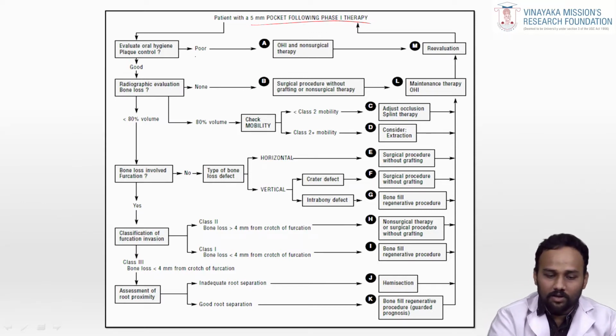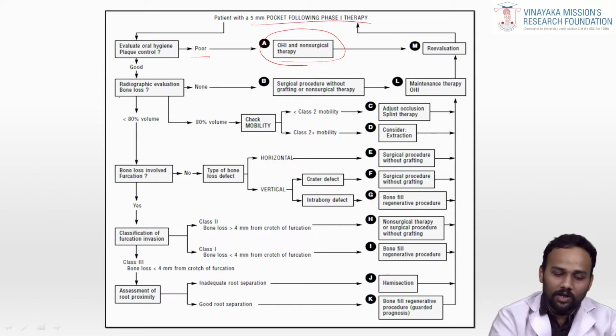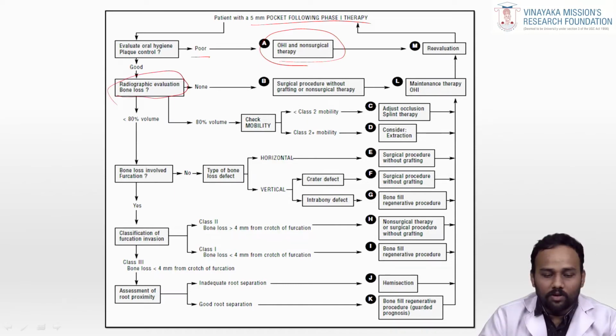If the oral hygiene plaque control is poor, then we need to again go for oral hygiene instruction and non-surgical periodontal therapy. When there is good oral hygiene plaque control, then we need to evaluate the radiographic bone loss. When there is radiographic bone loss greater than 80%, we need to check the mobility, that is whether it is greater than class 2 or less than class 2. If it is greater than class 2, then we need to move for extraction. If less than class 2, we can go for adjunct occlusal or splinting therapy.